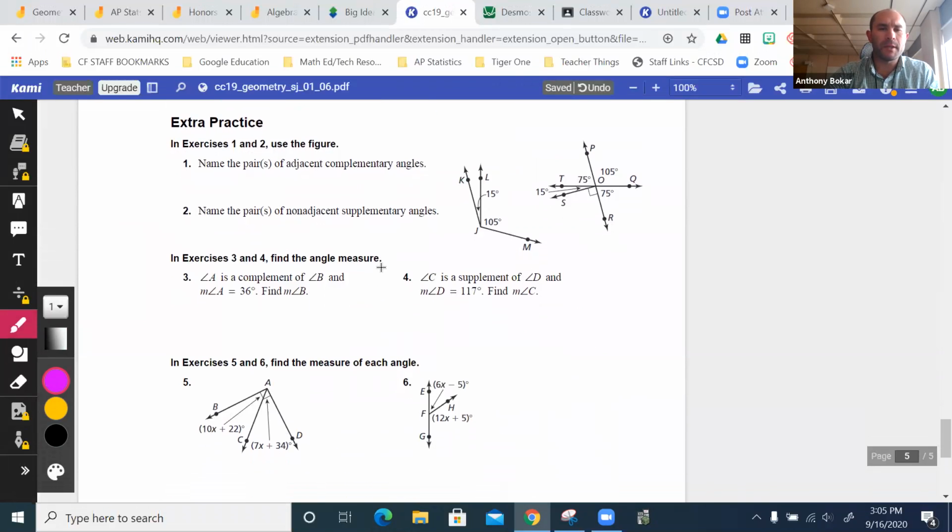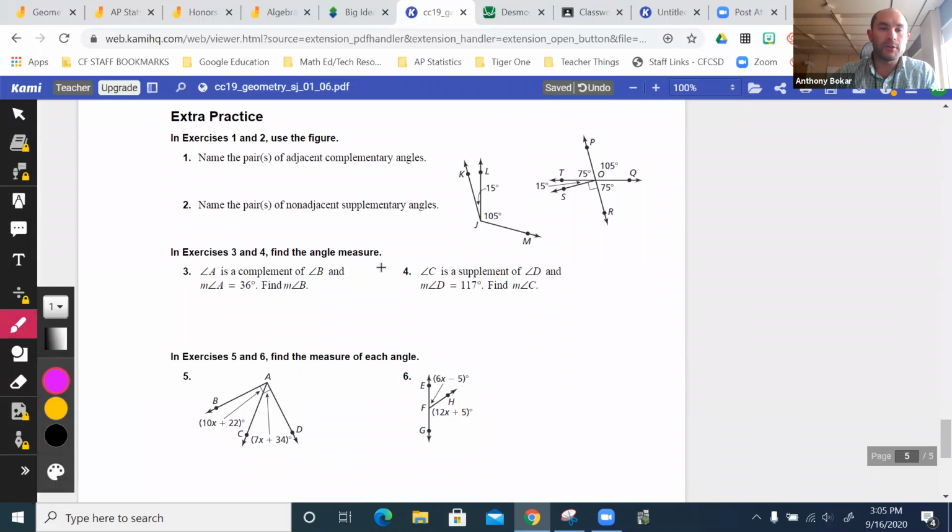So let's just do a little bit of practice here. Name the pairs of adjacent and complementary angles. So adjacent means we have to find angles that are next to each other. And complementary means we have to find a sum of 90 degrees. So let's take a peek here. What do we see? Adjacent, complementary. So they have to have both.